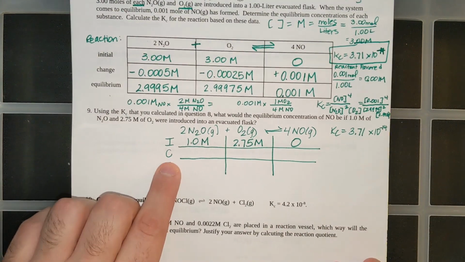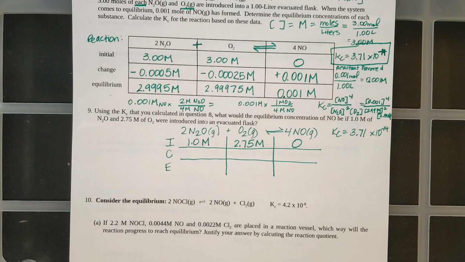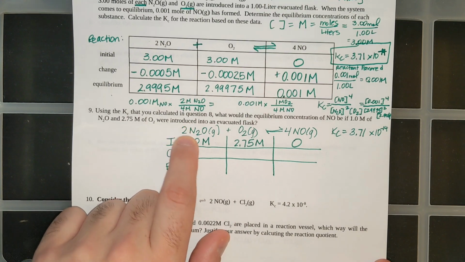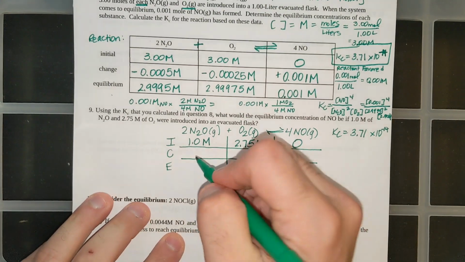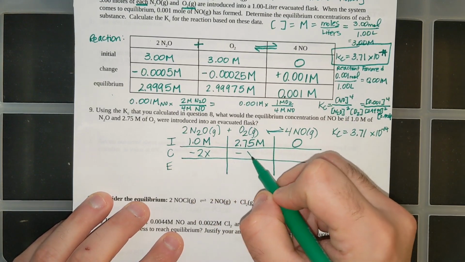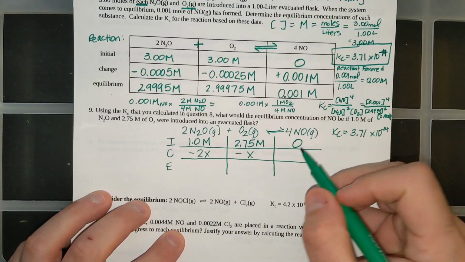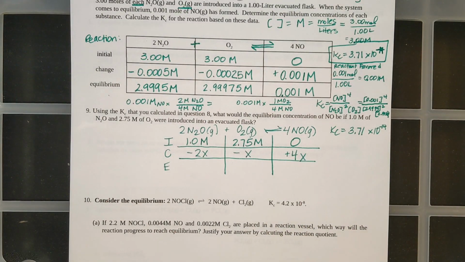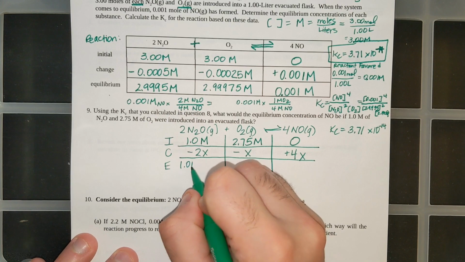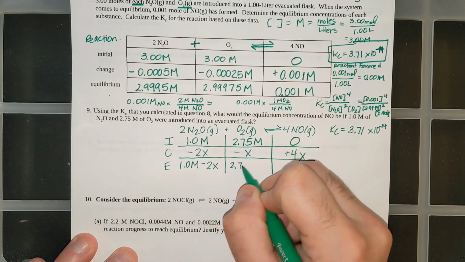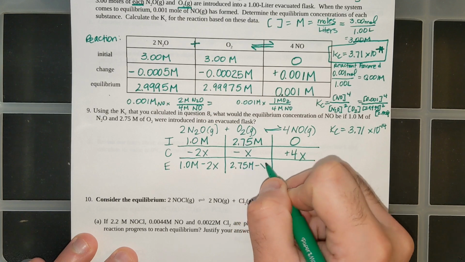And then in the change section, this is where we use the value of x to figure out how much N2O is going to be used. It's always going to be twice the amount for this reaction, so minus 2x. For O2, it's going to be minus x. For NO, I'm going to get plus 4x. And then in the end, I'm going to have 1 minus 2x, 2.75 molar minus x, and then 4x.